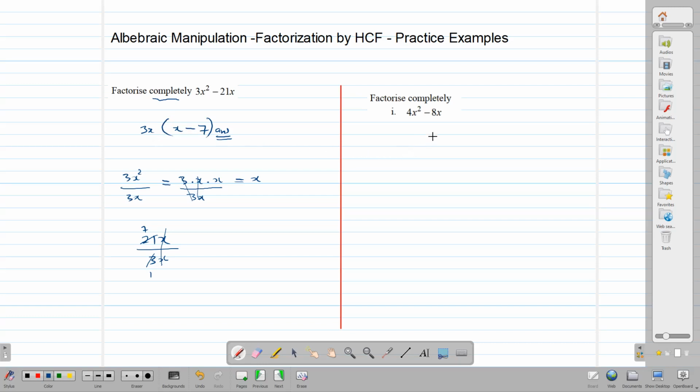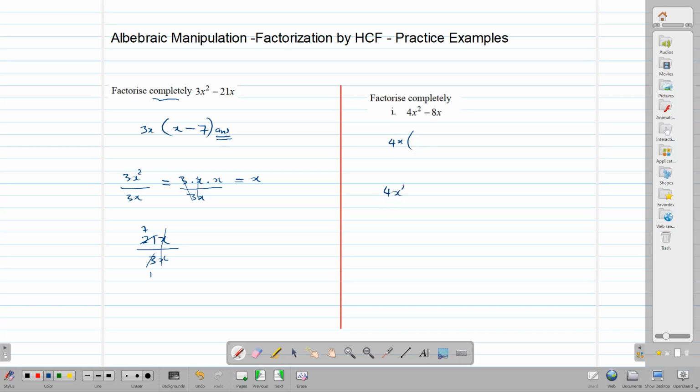Let's try it again with this question. Here we have 4x squared minus 8x. So we can write down our 4. 4 is common. 4 can divide 4. 4 can divide 8. You could try 2, but 4 would be bigger than 2. And if you tried 2, it would not be completely factorized. So you must always choose the highest one. So we choose 4, and again, we choose x.